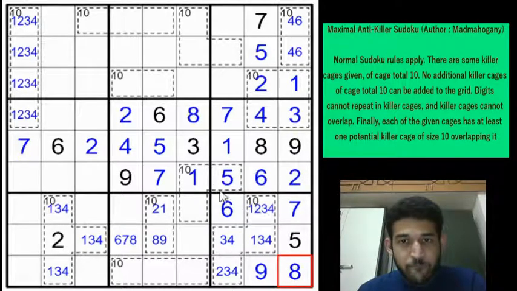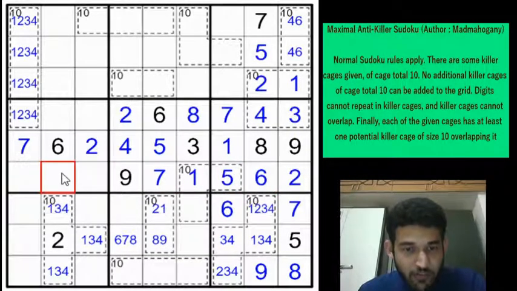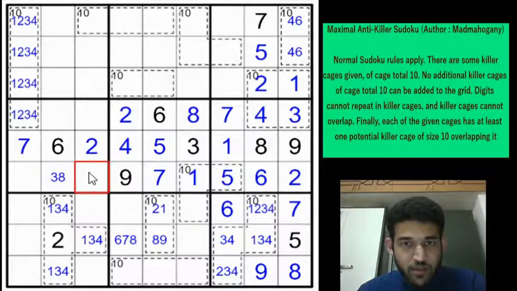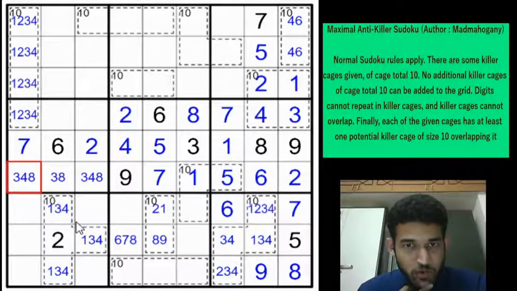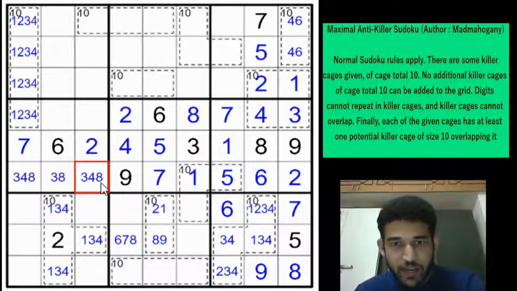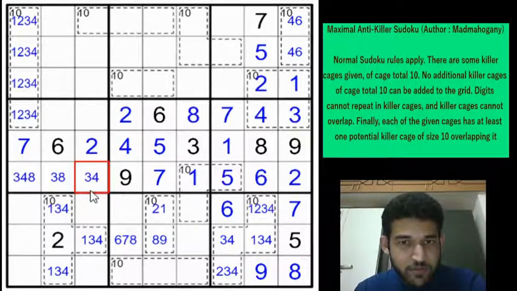Right? Now 2, 5, 6, 1, 7, 9 have been placed along row 6. The remaining digits are 3, 4 and 8. You can't have a 4 here because then these two will add up to 10. So this will be 3 or 8. This will be 3, 4, 8 and this will be 3, 4 and 8. Any more eliminations? We can't have an 8 here because 2 plus 8 is 10.